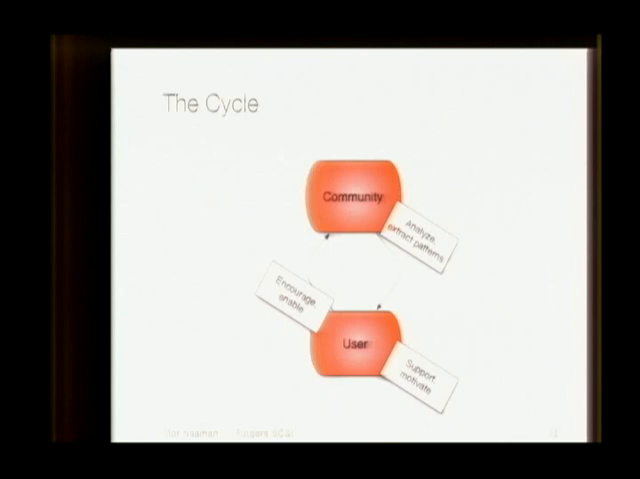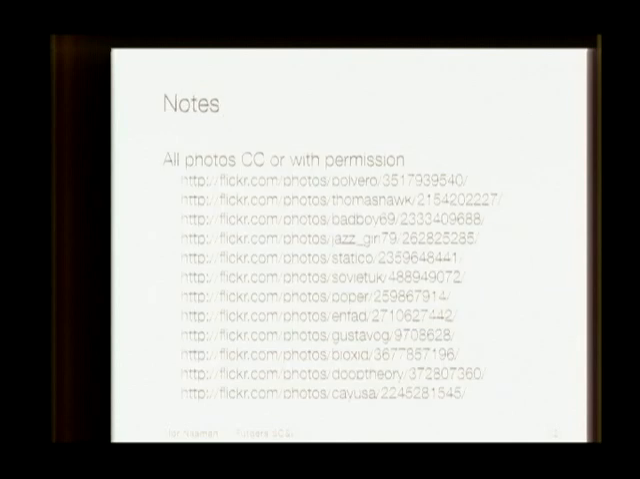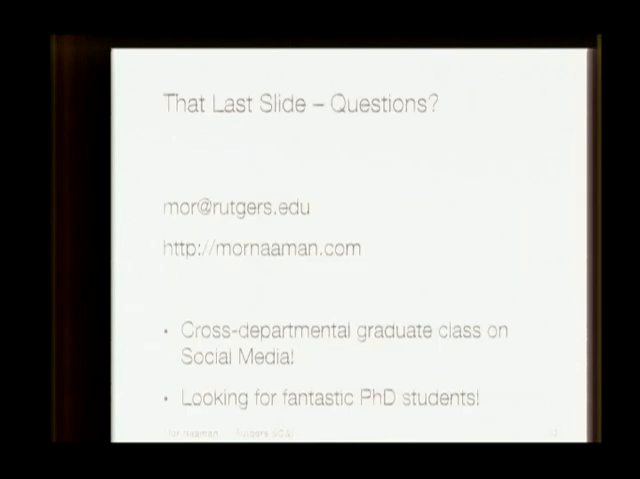So this is a cycle. Let me just recap. All the photos that I've shown are from Flickr. Actually, no proprietary data was hurt in the making of this research. So even at Yahoo, we always use the Flickr APIs and things that are available publicly.